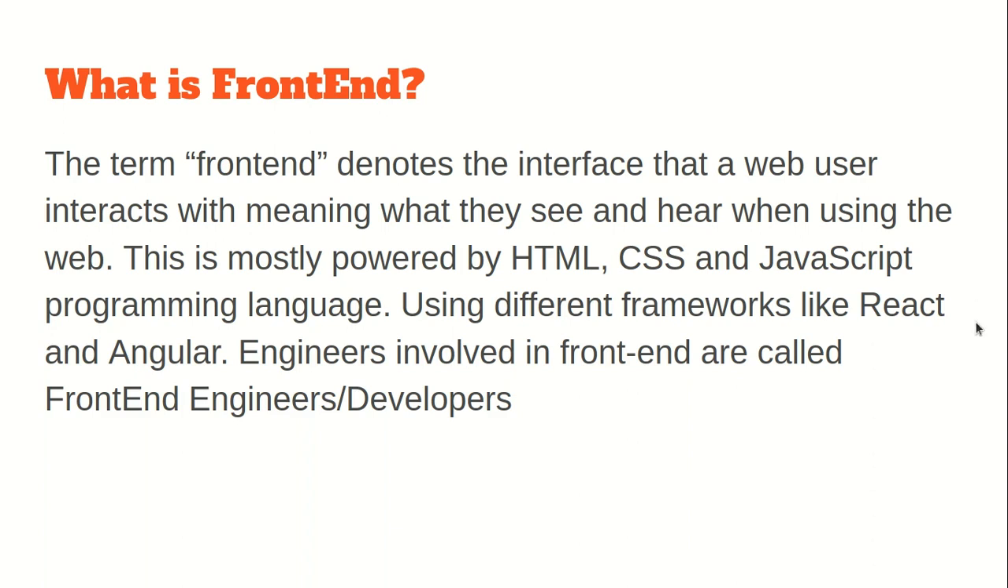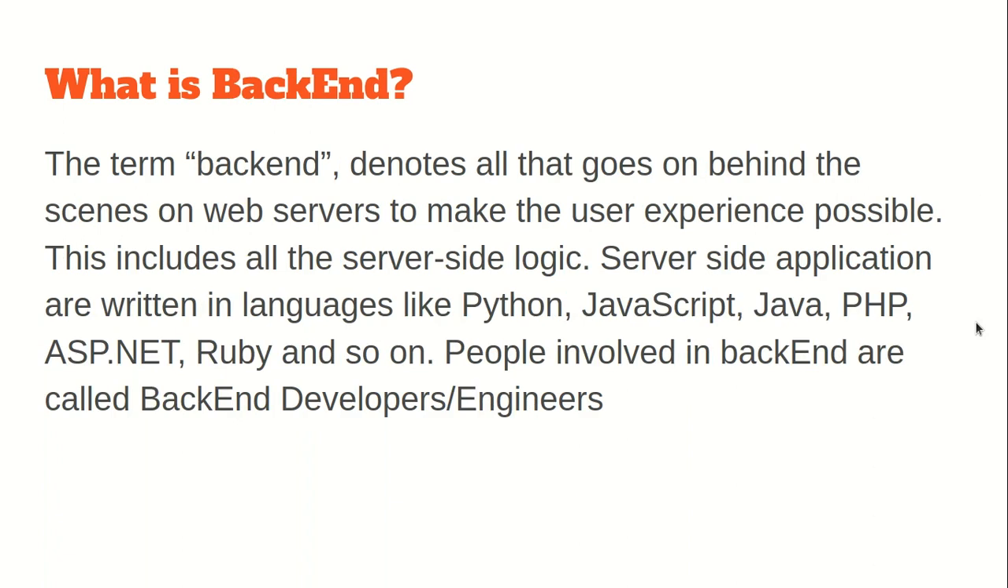And what happens in the background is what we call the back end. So the back end denotes all that goes behind the scenes that the user doesn't see, but that makes the user interaction with the web application possible. So this includes all the server-side logic. The server-side applications are written in different languages such as Python. For example, we have looked at how to create APIs in FastAPI. We have looked at how to create APIs using Node.js, Node Express. It can also be written in Java, PHP using Laravel, ASP.NET, Ruby, and I've covered Ruby also. You can also use Ruby on Rails to build back-end applications.